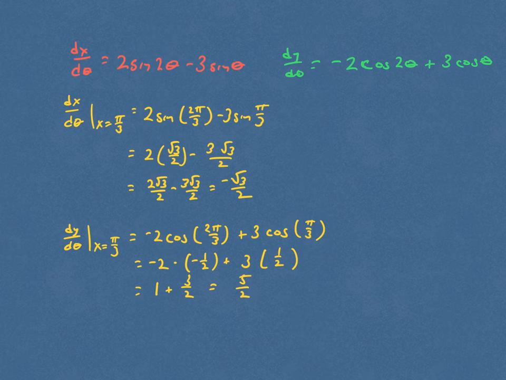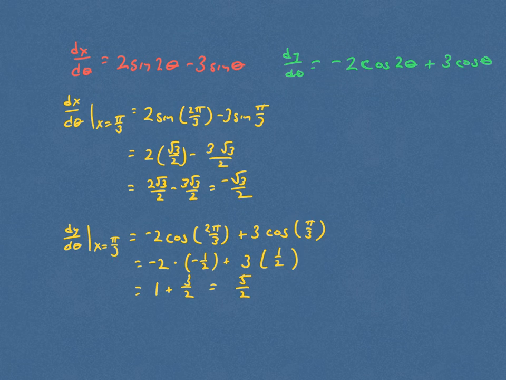So over here on this slide, when we go through and actually solve it, you'll notice that I did use those changes with the double angle formula. So I calculated dx d theta at theta equals pi over 3. It's going to be 2 times the sine of 2 times pi over 3, which would be 2 pi over 3, minus 3 sine of pi over 3, which gives me 2 times the square root of 3 over 2 minus 3 times the square root of 3 over 2, which ultimately results in dx d theta at theta equals pi over 3 coming out to be negative square root 3 over 2.